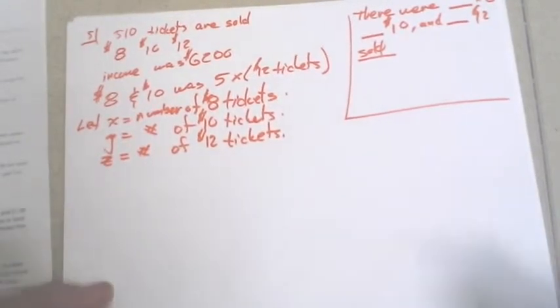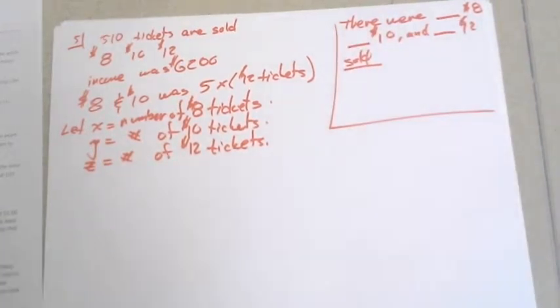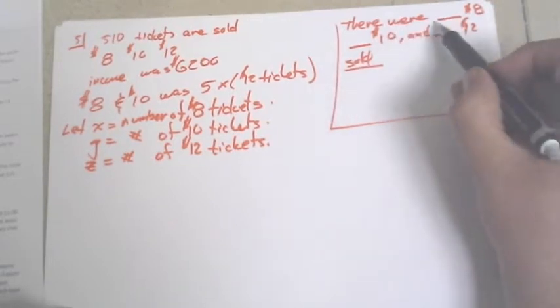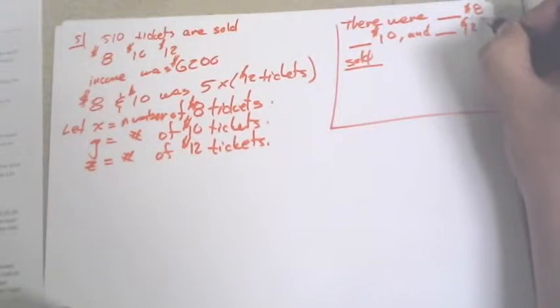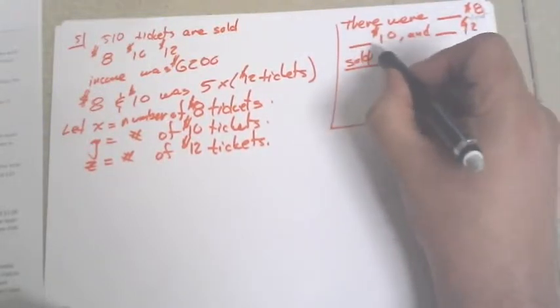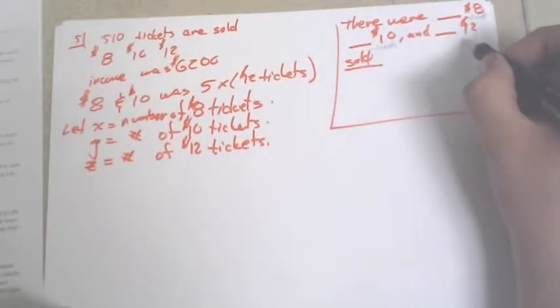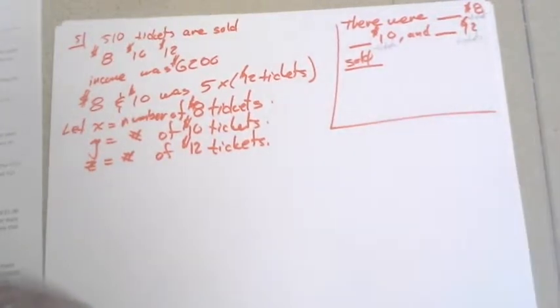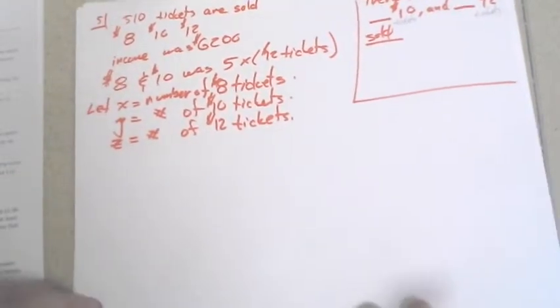You want to be as specific as you can about what your variables are. Even this, I was doing this on purpose, even this is kind of sloppy. We're not going to say there were blank $8. We're going to say there are blank $8 tickets. There are blank $10 tickets. I know I said that when I was saying it, but you'd be surprised the power of writing it when you're writing out what you're doing. So make sure your variables are very, very distinct and very, very well defined.